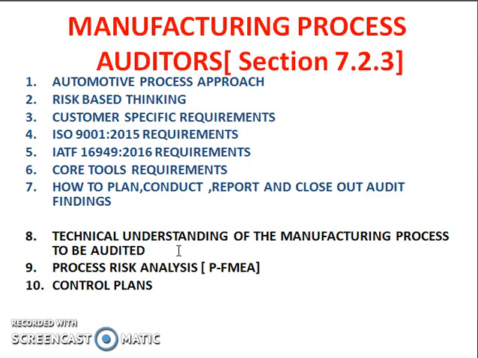Secondly, he should understand process related risk analysis. In other words, he should be able to correlate the process FMEA with the manufacturing process he is witnessing or auditing. And third, he should be able to read the control plans: what are the controls mentioned, and accordingly whether the process is happening or not, that he should be able to tell. So is it clear? The QMS auditor must know 1 to 7, and as a manufacturing process auditor you are expected to know points 8, 9 and 10.